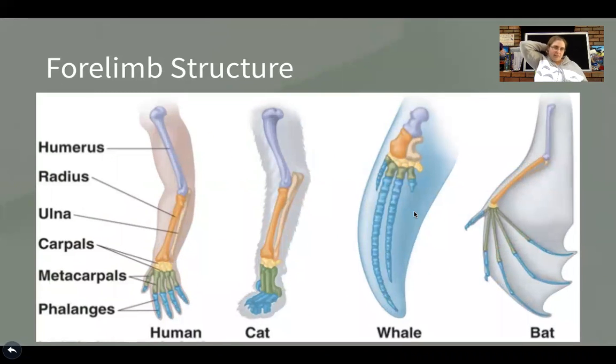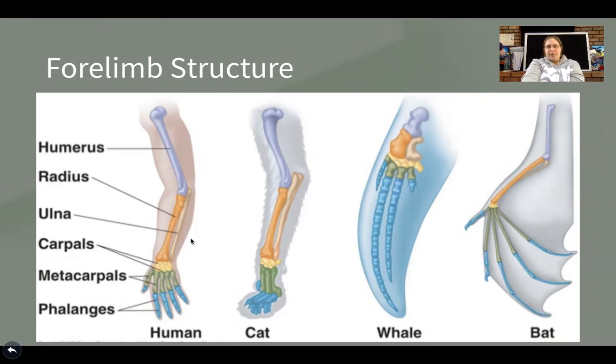So if you look at this, we have human on the left, cat, whale, bat. Now, yes, these are all mammals, because mammals are more closely related to each other than we are to, let's say, reptiles. But if you look at the human here at the top, your bicep tricep area, we have the humerus, and then we have the radius here and the ulna here. You can see those in orange and tan. Then we have the carpals, metacarpals, and the phalanges.